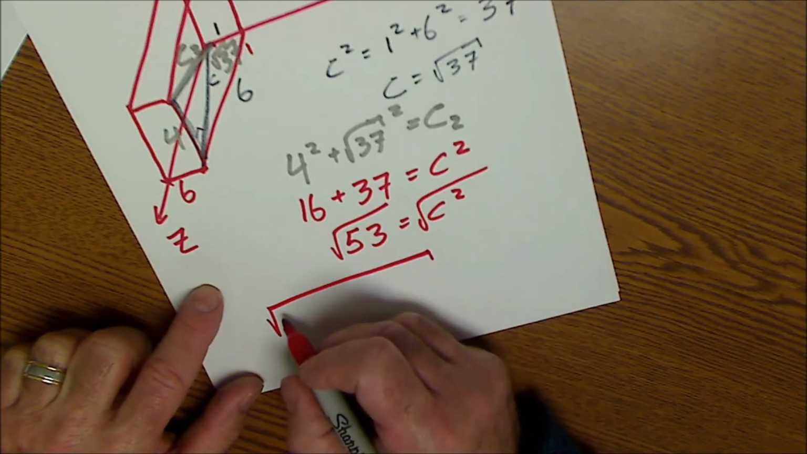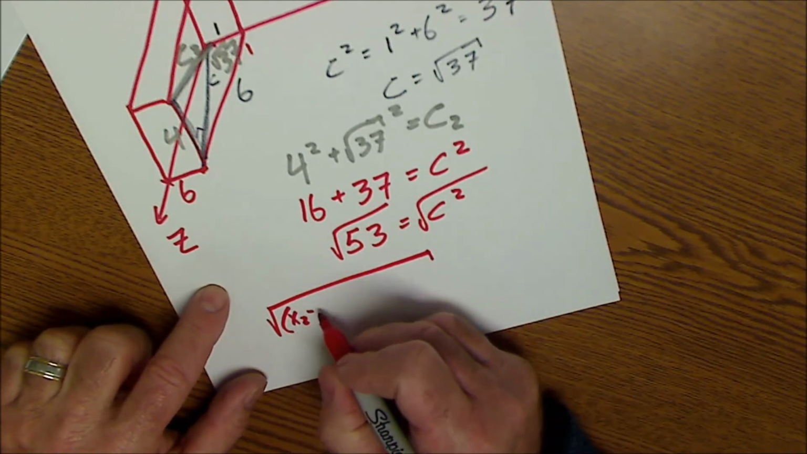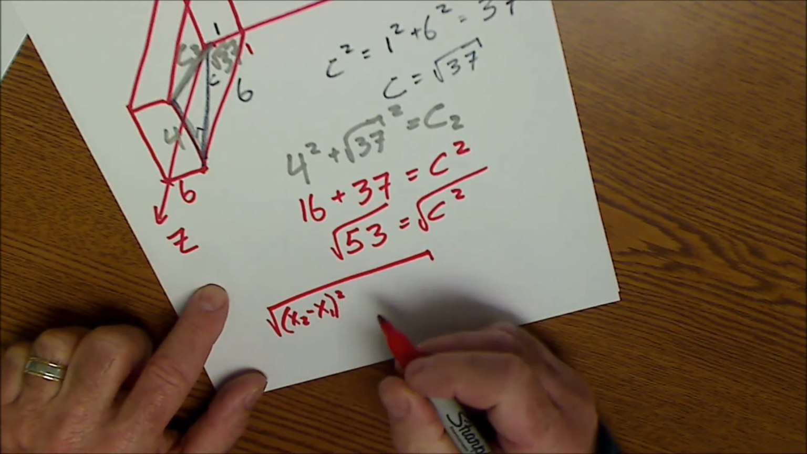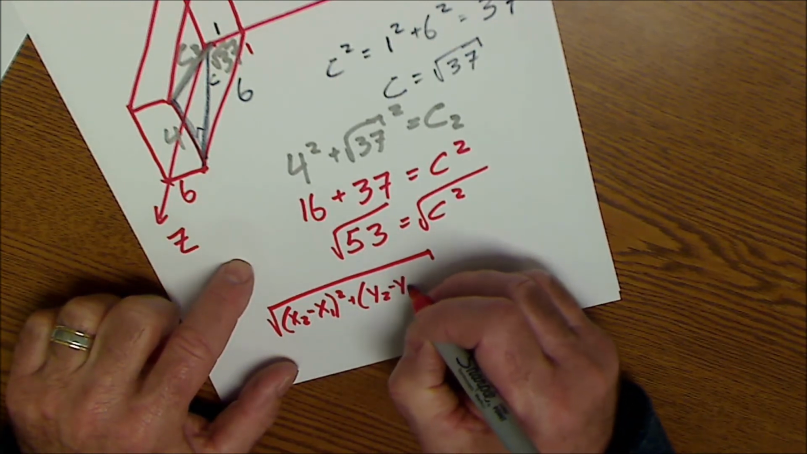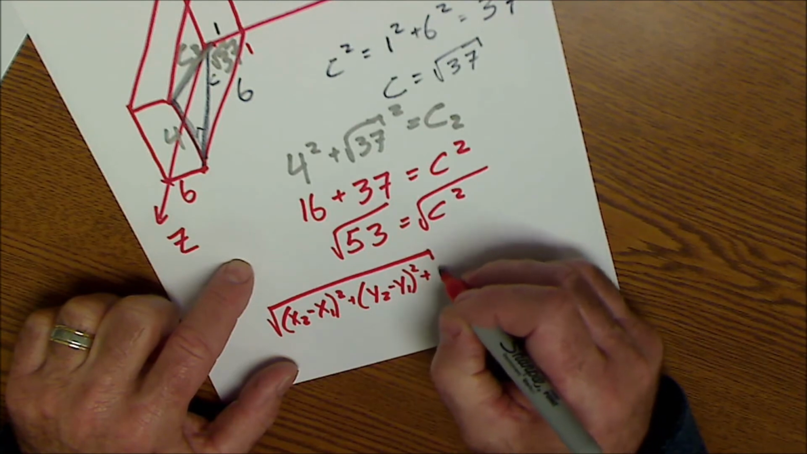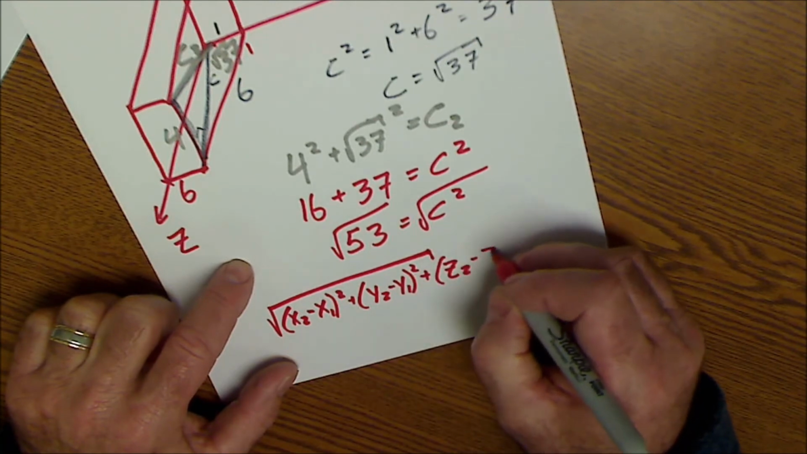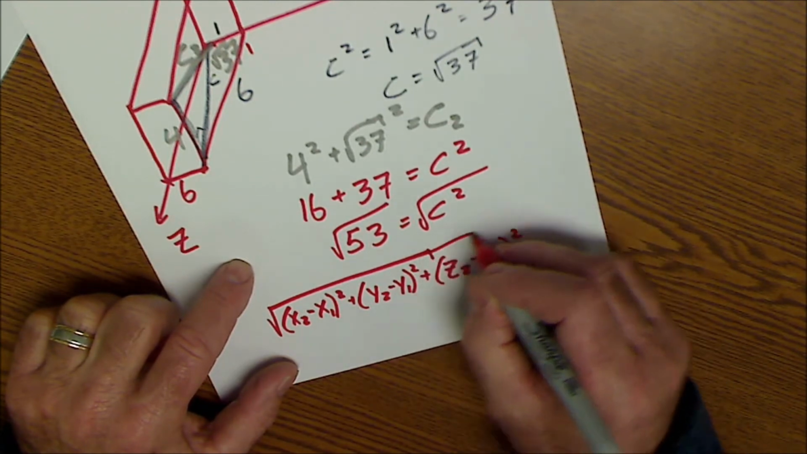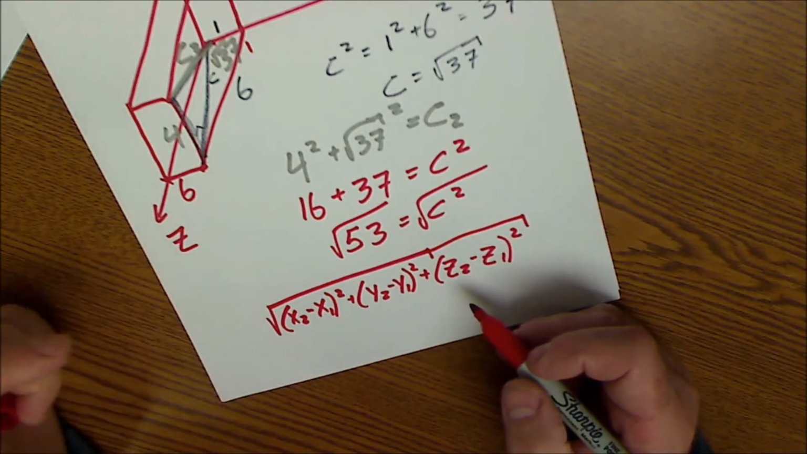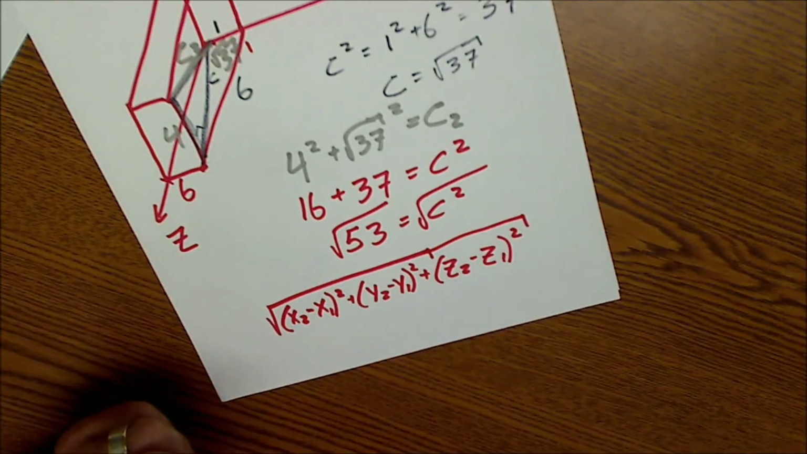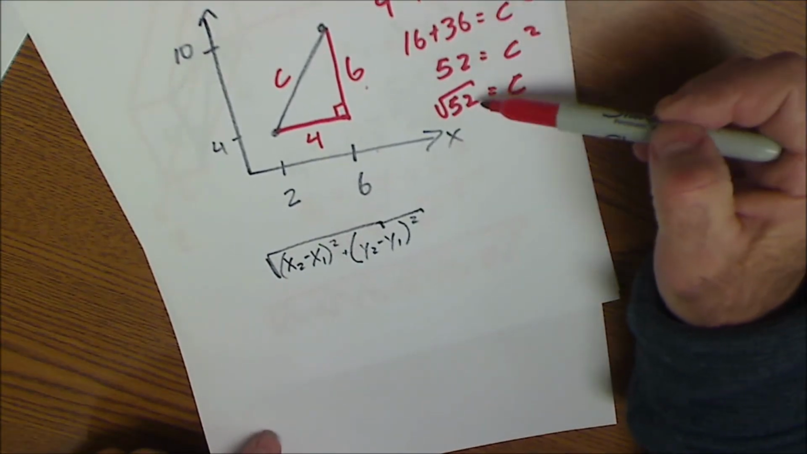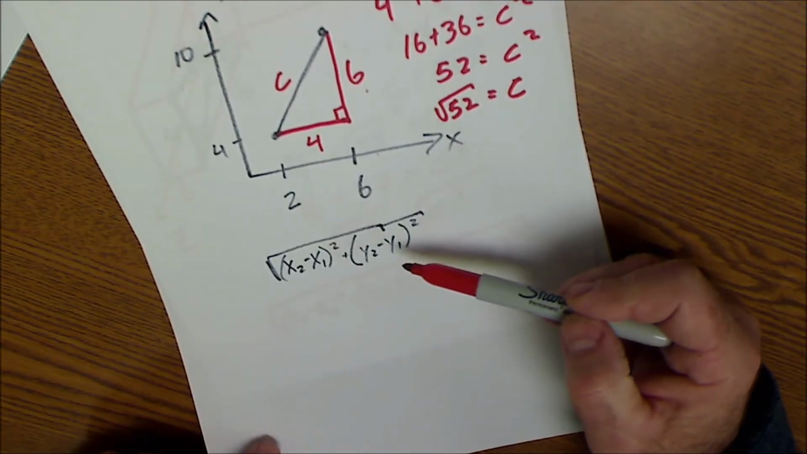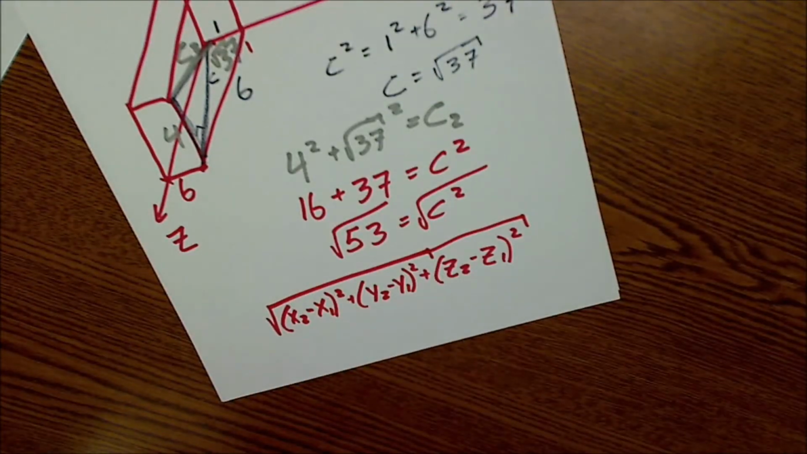And that's what leads us to the three-dimensional Pythagorean theorem, which is going to be the square root of the difference in the x values squared plus the difference in the y values squared plus the difference in the z values squared. I say three-dimensional Pythagorean theorem or the distance formula because, as you can see here in two-dimensional space, the Pythagorean theorem and the distance formula are the same thing, and that is also true in three-dimensional space.